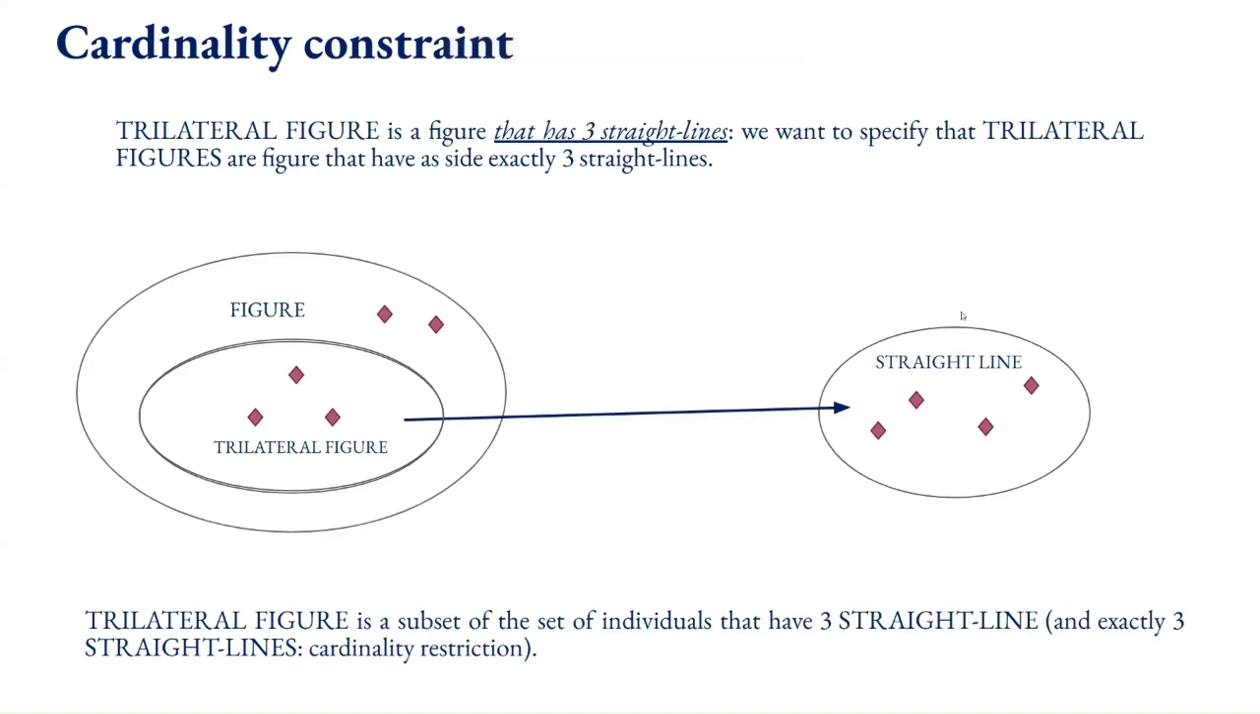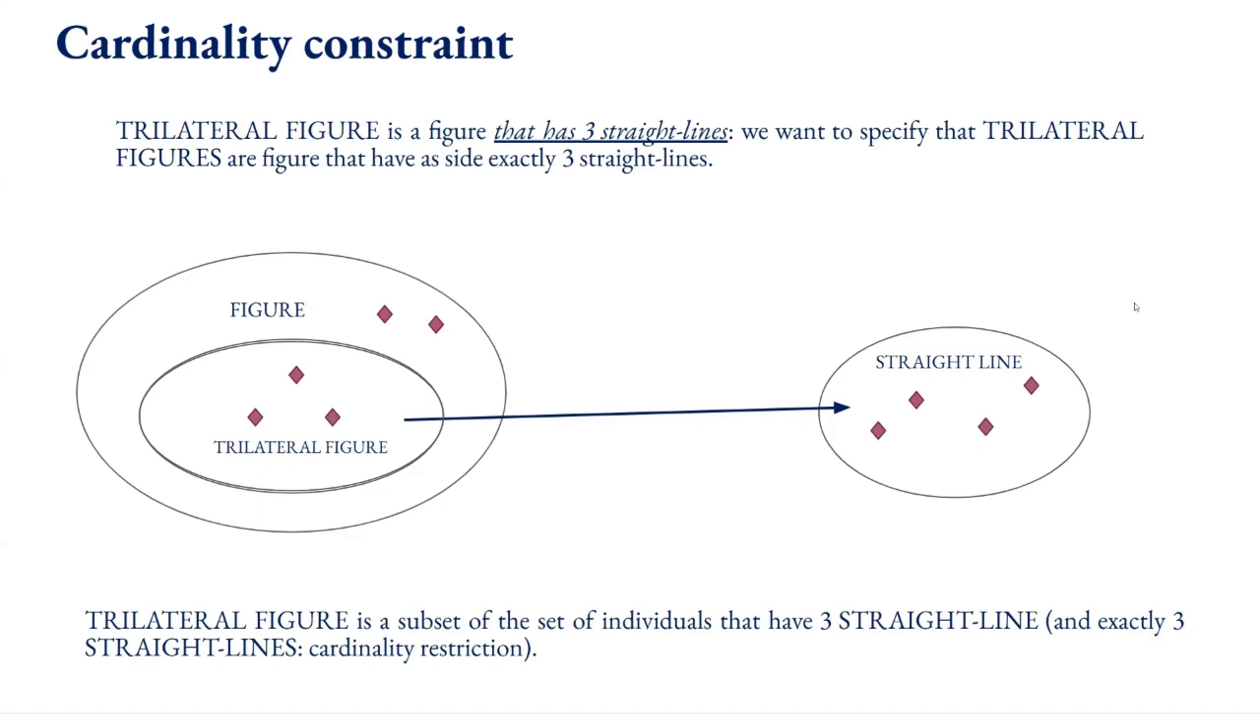Here about the trilateral figure, but it's the same thing. You can do this for trilateral figure and then for example, right angle, the triangle. Trilateral figure is a figure that has exactly three straight lines. So we want to specify this and we have to use cardinality constraint. So as you can see here, trilateral figure is a subset of a set of individuals that have three straight lines. Exactly three straight lines. So you put a cardinality constraint.